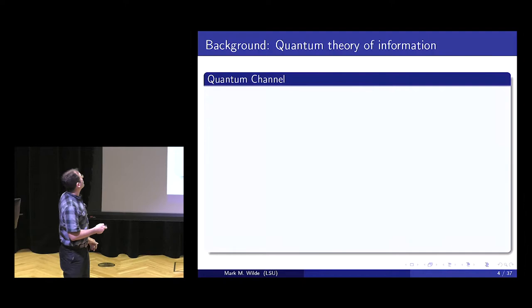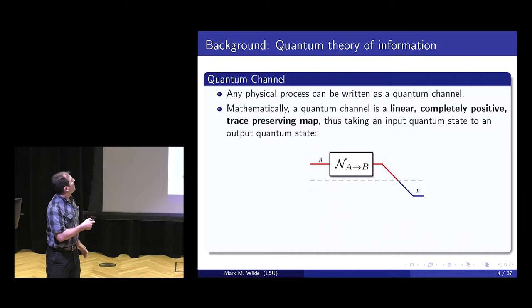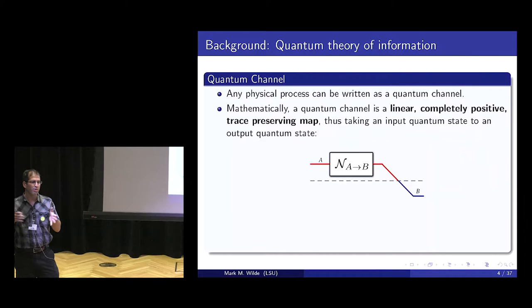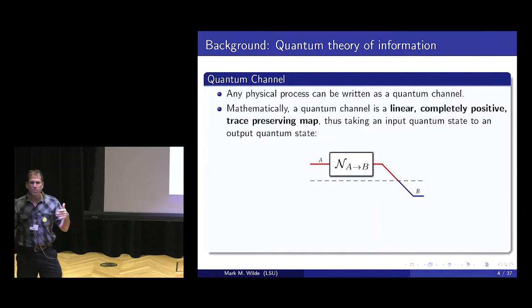What is a quantum channel? This is another basic object that we need. Any quantum physical process can be described by a quantum channel. And mathematically, what do we require? It should evolve a quantum state to a quantum state. So it's natural to place a constraint that it should be linear. A positive map is a map that takes positive semi-definite matrices to positive semi-definite matrices.